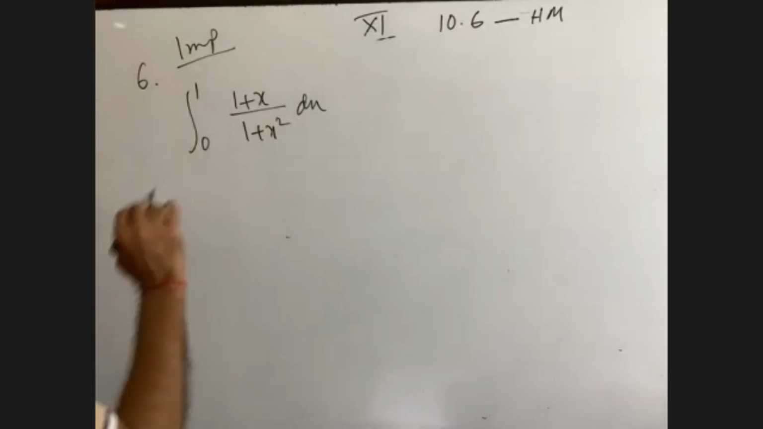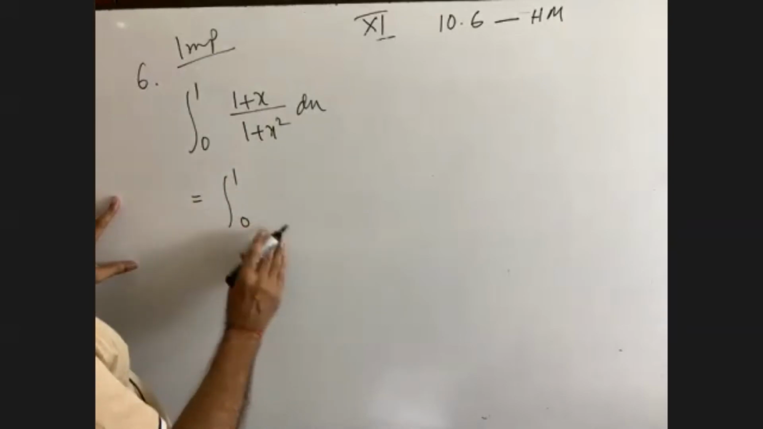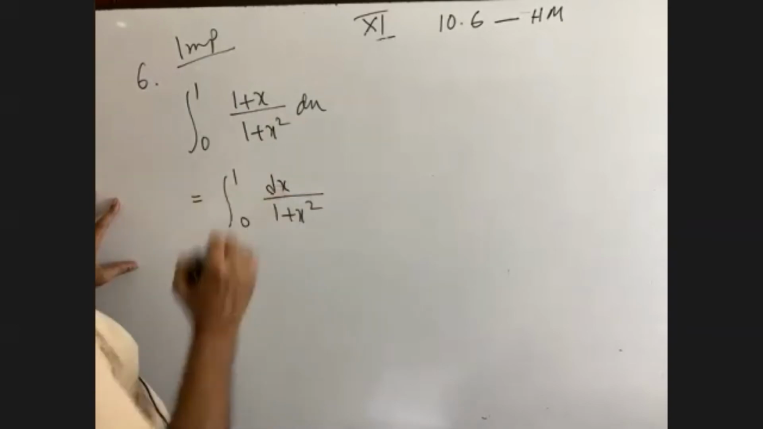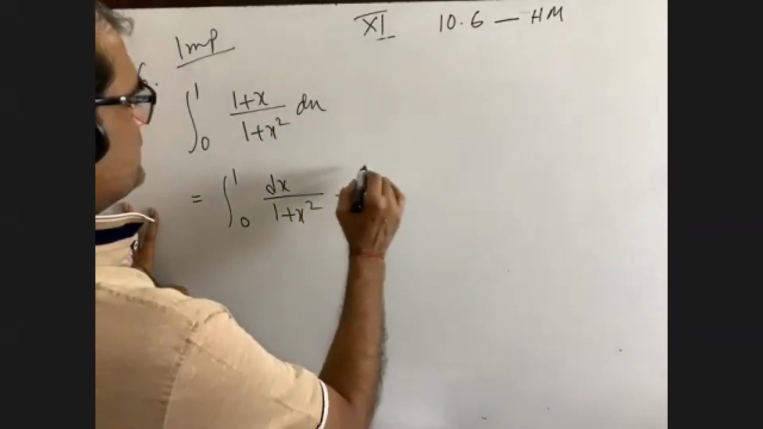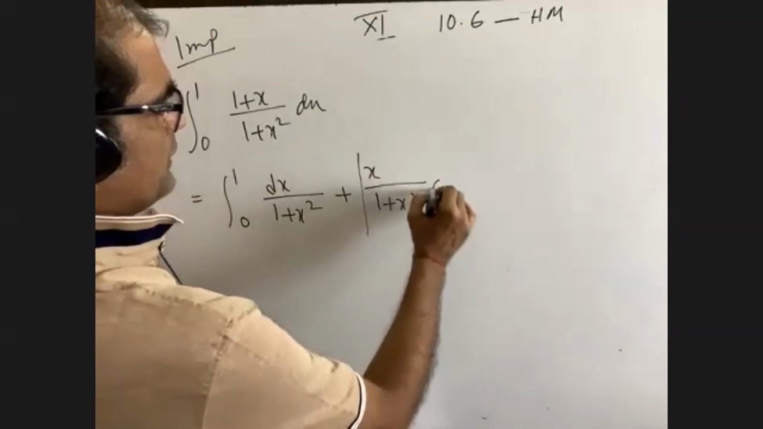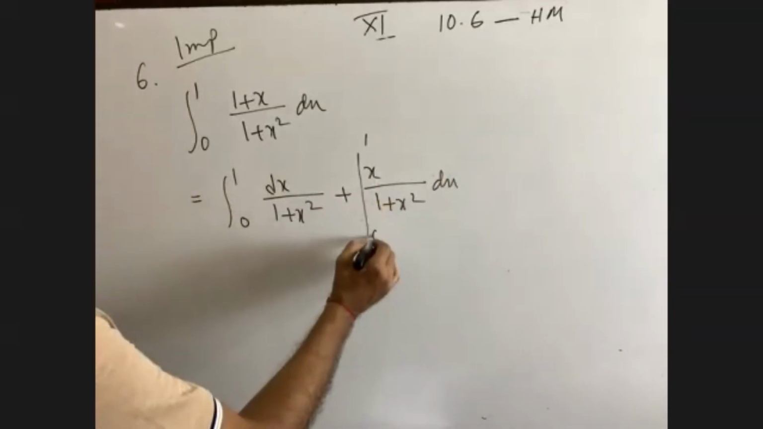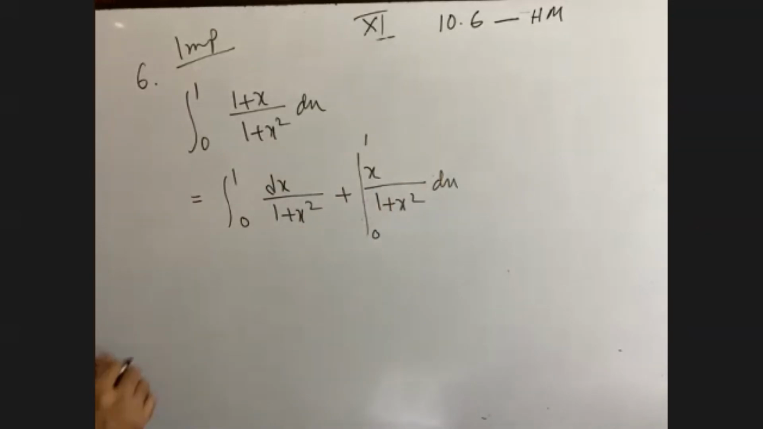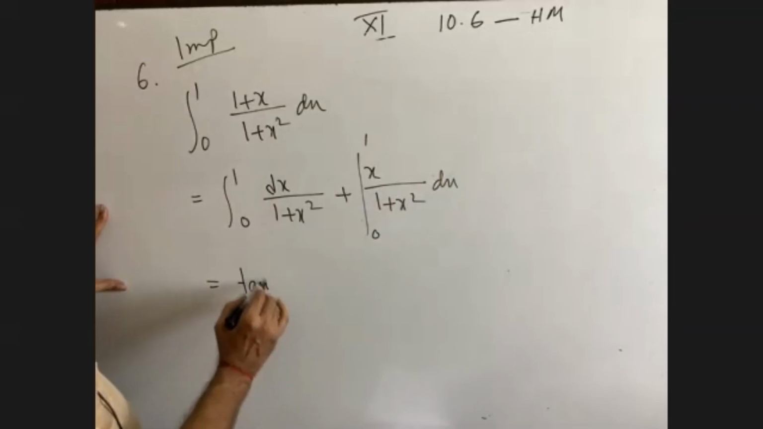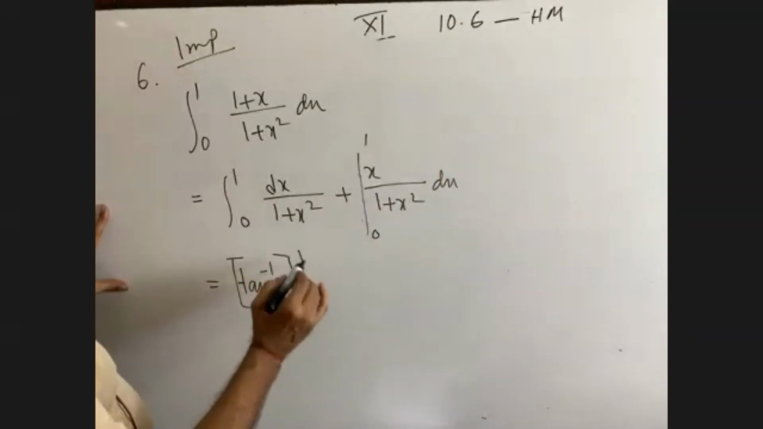Okay, you cannot do it, right? Not a matter. We will take partial fractions. The integral from 0 to 1 of dx by 1 plus x square, plus x by 1 plus x square dx. Now we can write it: tan inverse x from 0 to 1.